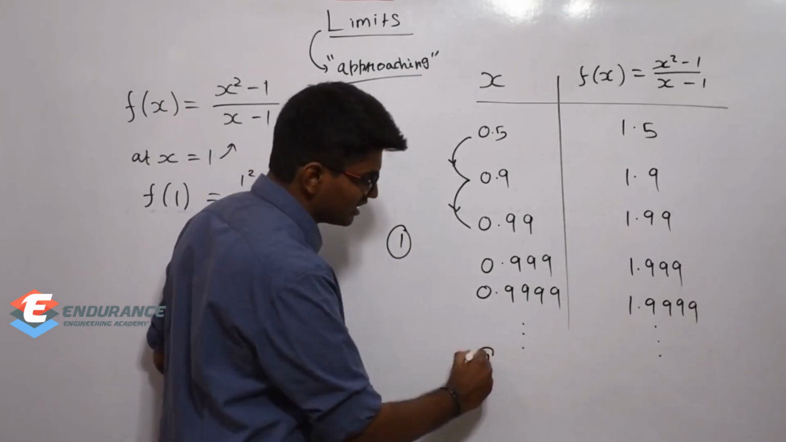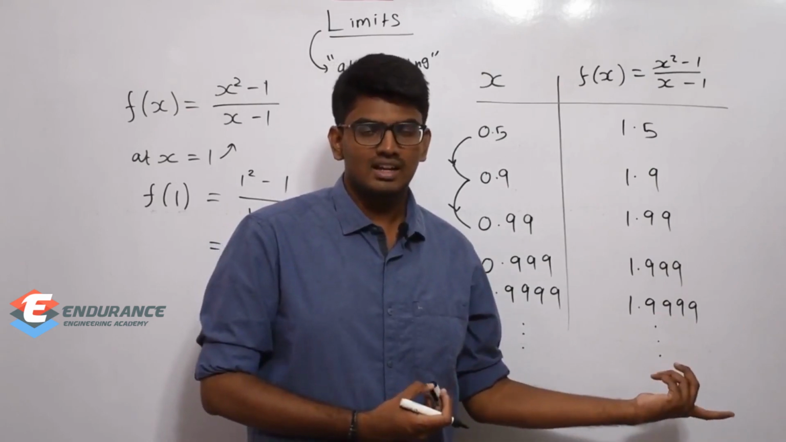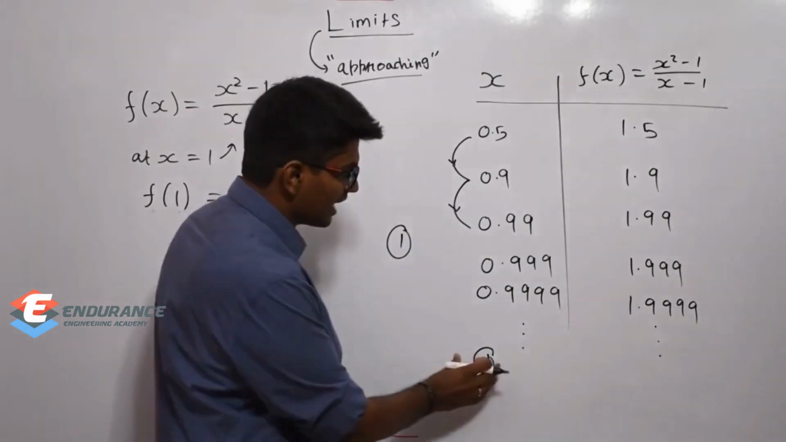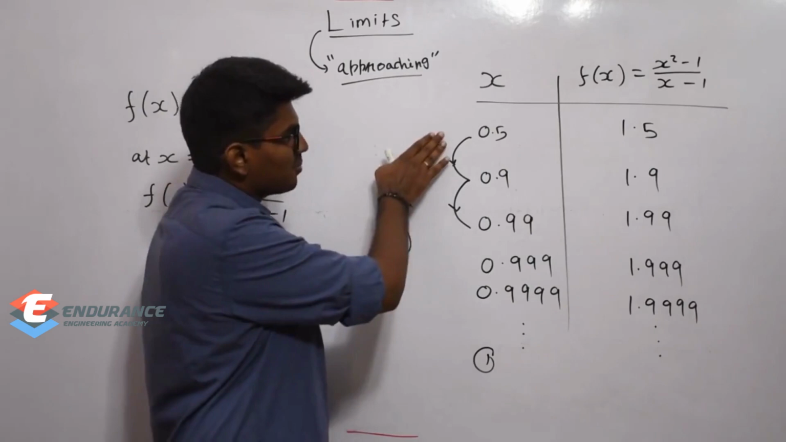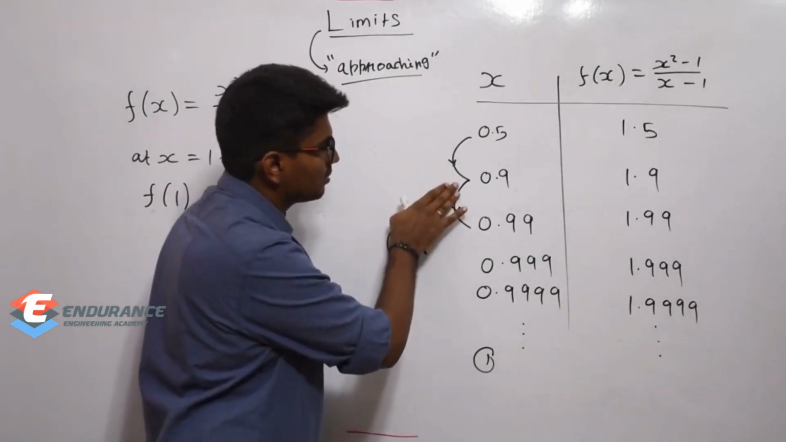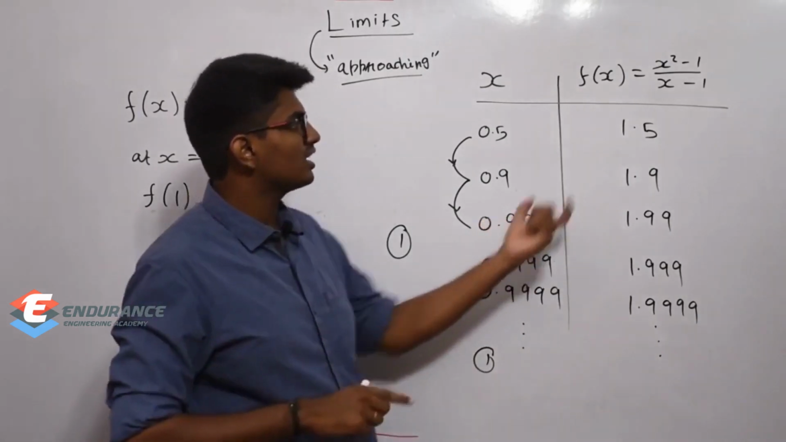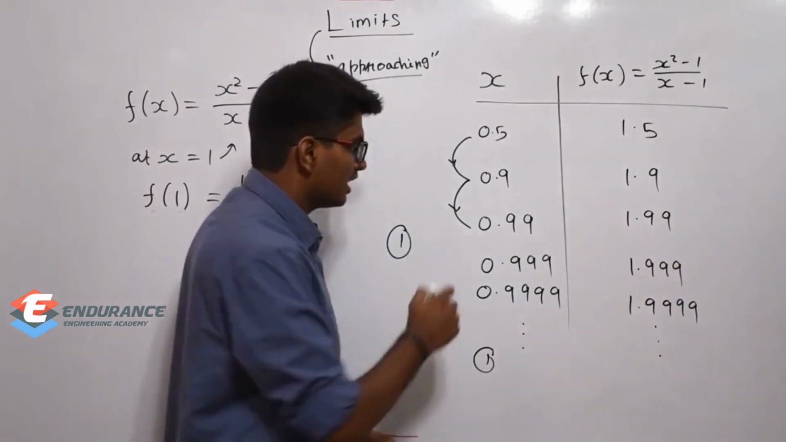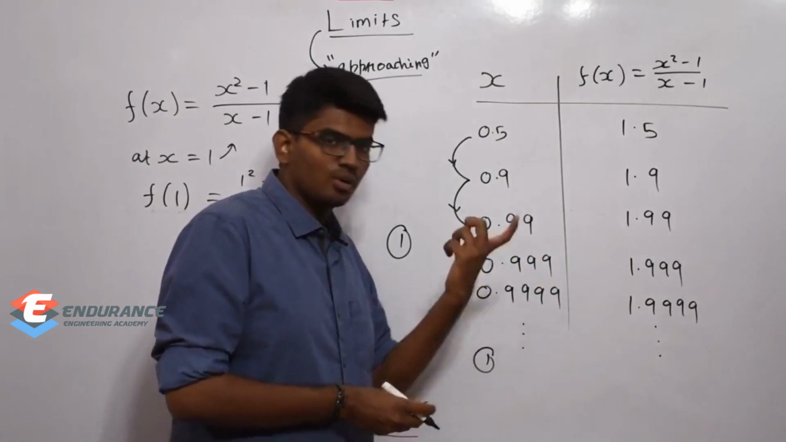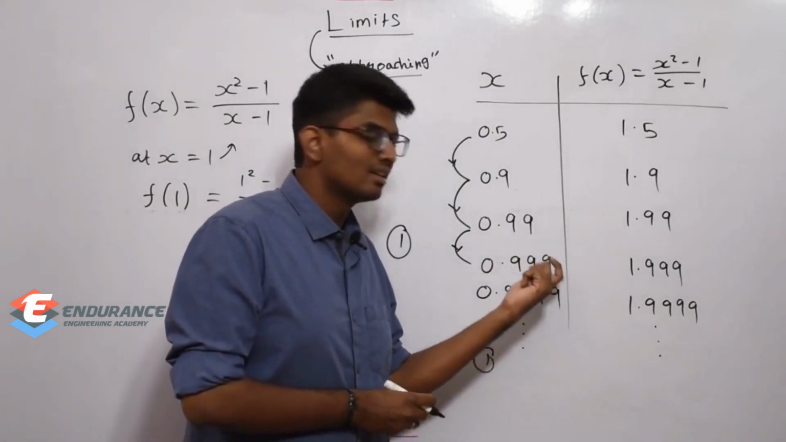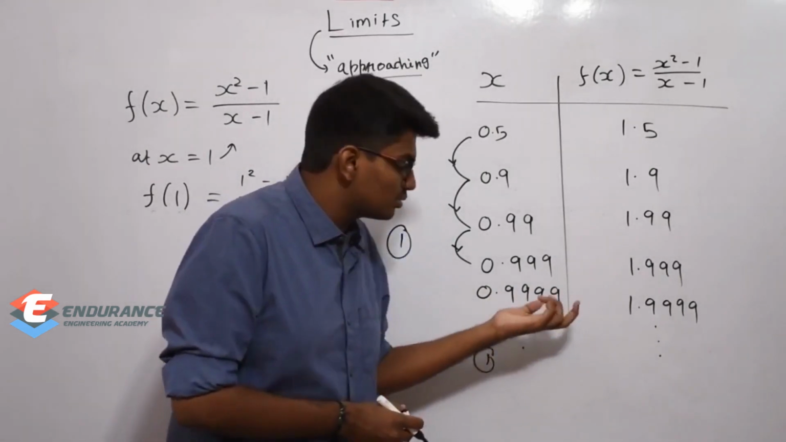1 is my final destination, but if I directly substitute 1 here, I am getting 0 by 0, which is nothing but indeterminate, undefined, right? Instead of directly substituting the 1, I am approaching the 1 from some other value. From 0.5 I am approaching 1. So now I approached 0.9. From 0.9 I reached 0.99, and if I substitute 0.99 here, I am getting 1.99. And if I substitute 0.999, I am approaching closer. Obviously you know 0.999 is very close to 1, and 0.9999 is much closer to 1.